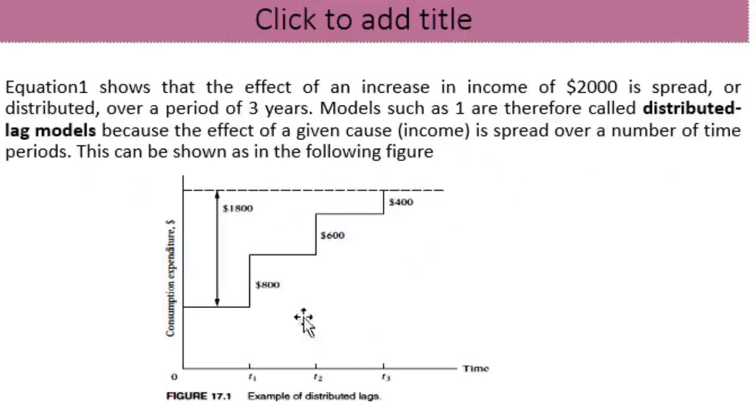This can be specified as in the following figure. Suppose in the figure, in the T1 period he will increase the consumption by 800, then T2 period 600, and T3 period 400. That is, the total increase in consumption is about $1,800.